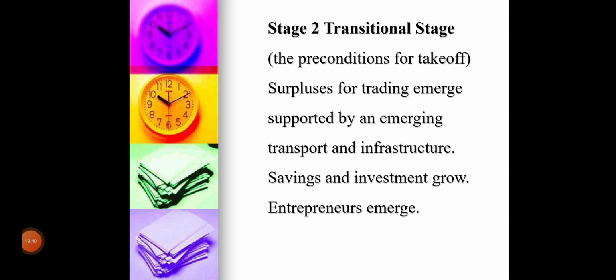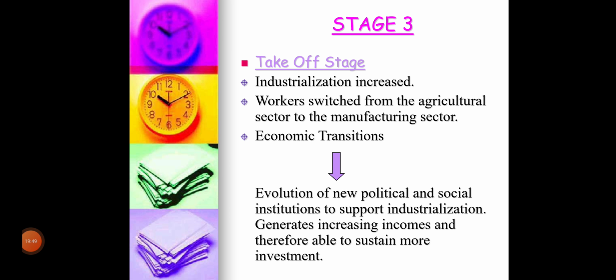So here come savings and investments. So savings and investments have started. So the take-off stage, or the third stage. Industrialization increased. Workers switch from the agricultural sector to the manufacturing sector. Economic transitions, evolution of new political and social institutions to support industrialization, generates increasing incomes and therefore is able to sustain more investments.